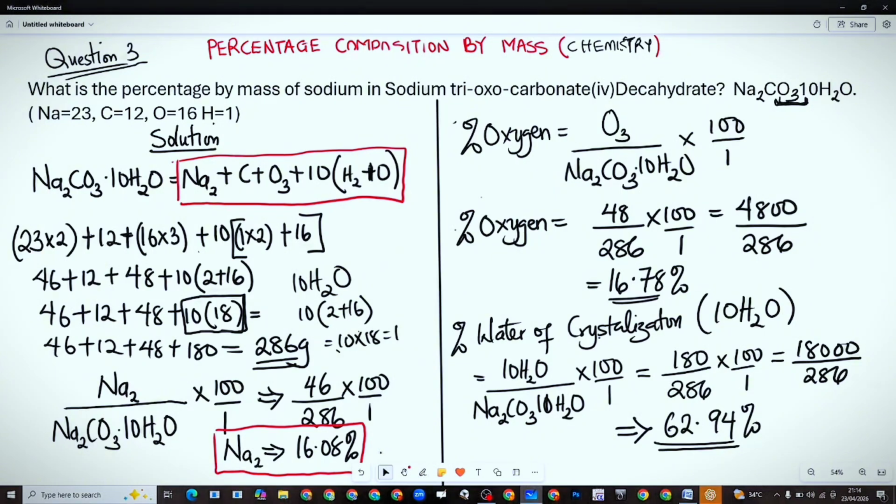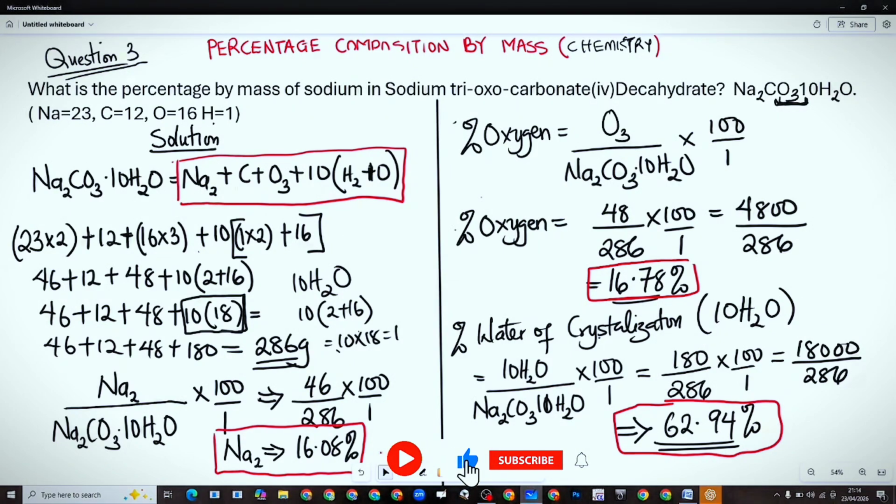You see now how we got all the components. Now try it with your calculator: add the percent of the water of crystallization, the one for oxygen, and the one for sodium. If you add all of them, everything combines to give us 100. 16.08 plus 16.78 plus 62.94 gives us 99 point something, which is 100. See how easy it is.